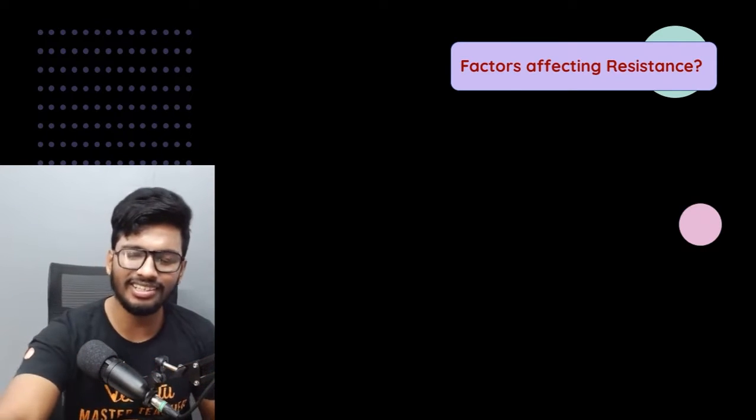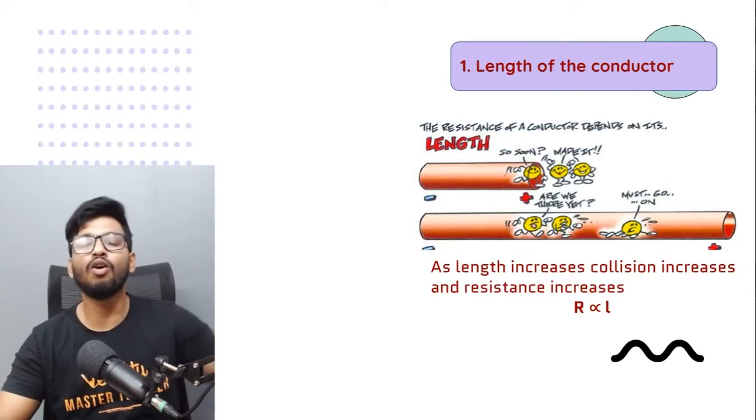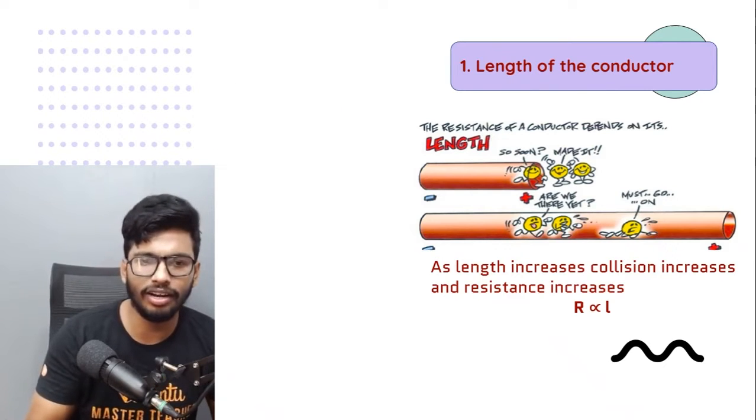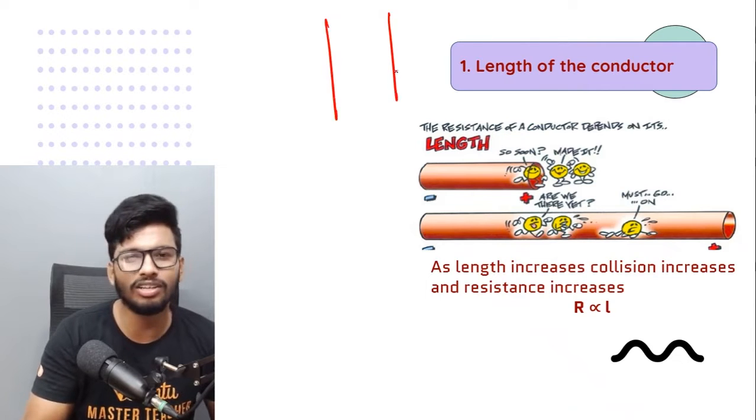So the first factor that resistance depends on is nothing but the length of the conductor. More the length of the conductor, more will be the number of collisions. Like I told you before, imagine that you're on a road. I gave you this example. Now imagine you're on a very busy road. There's this road in Bangalore called Avenue Road.